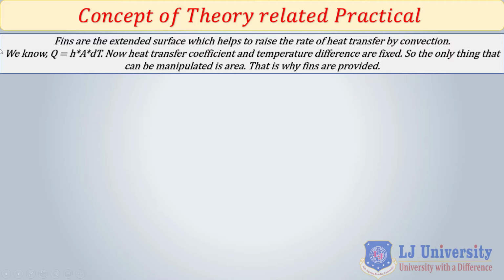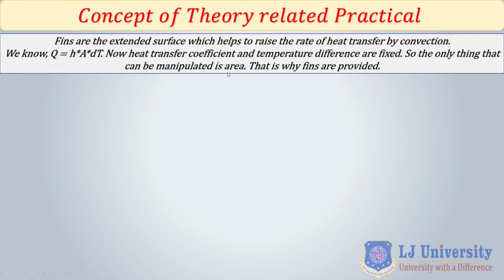So here you can see that the fins are extended surfaces which help to raise the rate of heat transfer by convection. We know that Q is equal to h A delta T. Now, if someone says the value of h is fixed, and delta T is fixed, what is the way of increasing the rate of heat transfer, that is Q? Yes, you are right, you have to increase the surface area, and that is what the fin is doing. So that is why we provide the fin. That is the logic.